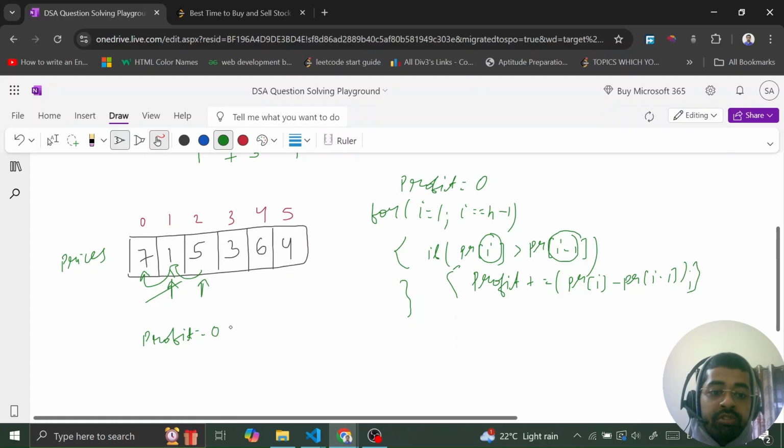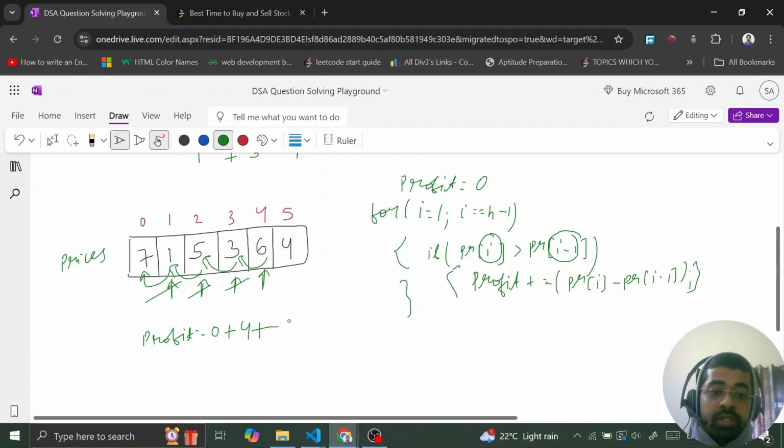Yes, we are making a profit here, which is 5 minus 1, that is 4. Now I comes here. Are we making a profit? No, we are not making a profit because 3 is lesser than 5. Now I comes here, 6 to 3. Are we making a profit? Yes, because 6 is greater than 3.